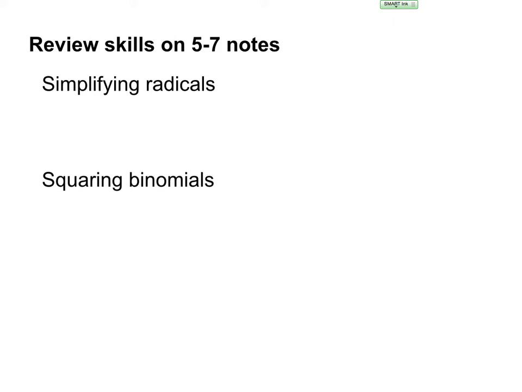Right, if you get your notes for section 5.7, you'll find at the very beginning that there are some skills that we need to practice. I think I'm giving you two simplifying radicals and two squaring binomials to do. First two we did earlier in our class. So go ahead and see if you can remember how to simplify those two radicals.